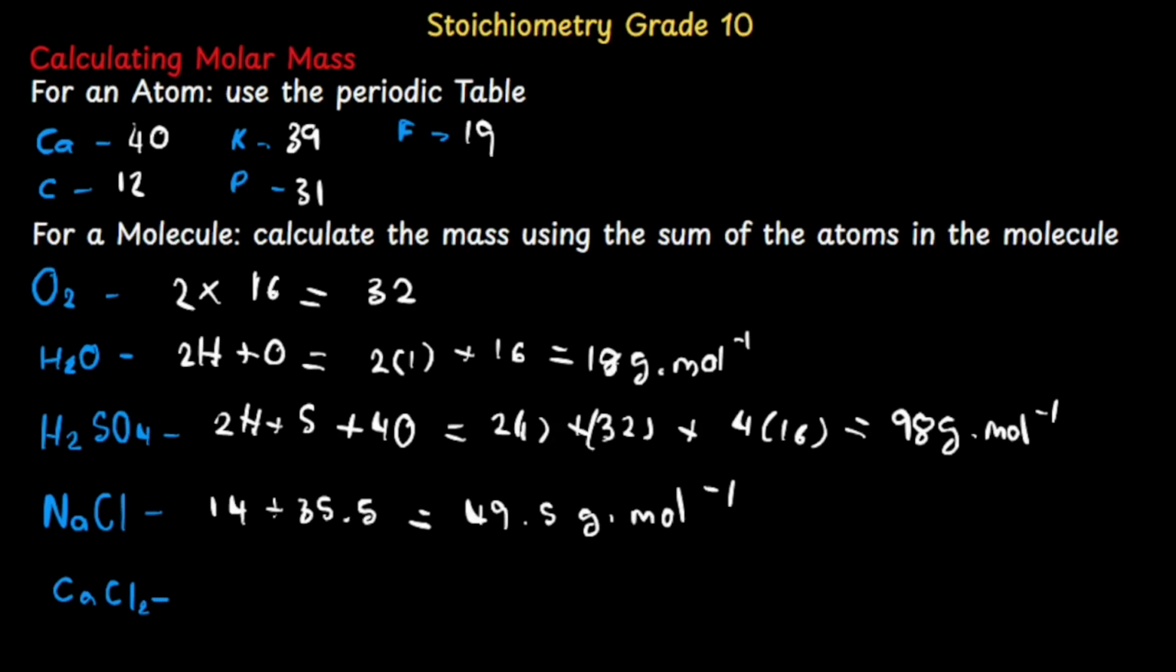Finally, let's look at CaCl2. If I'm looking at this molecule, I can see that I have 1 calcium and I have 2 chlorine. That means that I have 1 times the mass of calcium, which is 40, plus 2 times the mass of chlorine, which is 35.5, which would give me 111 grams per mole.